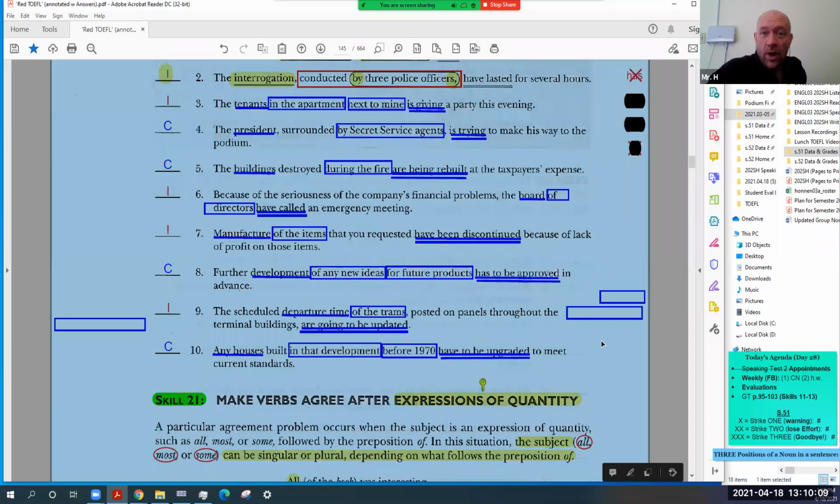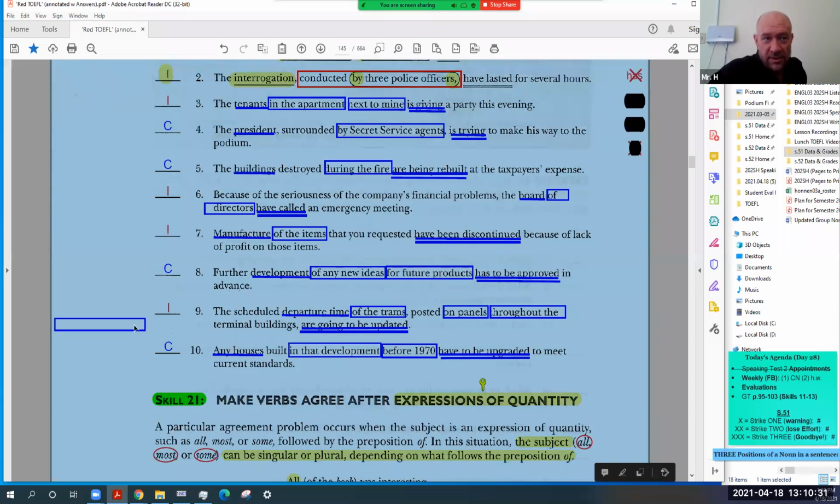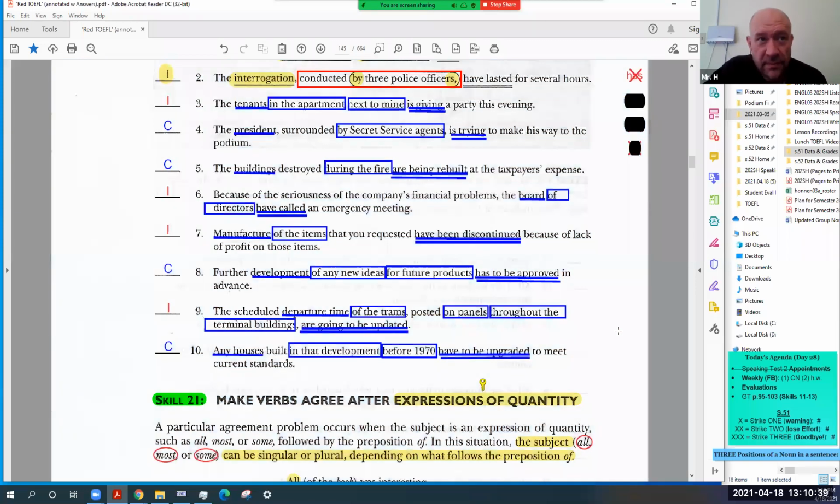Where are the prepositional phrases here? Find the prepositional phrases between the subject and the verb. On panels. Then throughout terminal buildings. There's a second prepositional phrase, right? Okay, so you got it right. Most of you answered correct or incorrect correctly. But let's figure out the problems here.